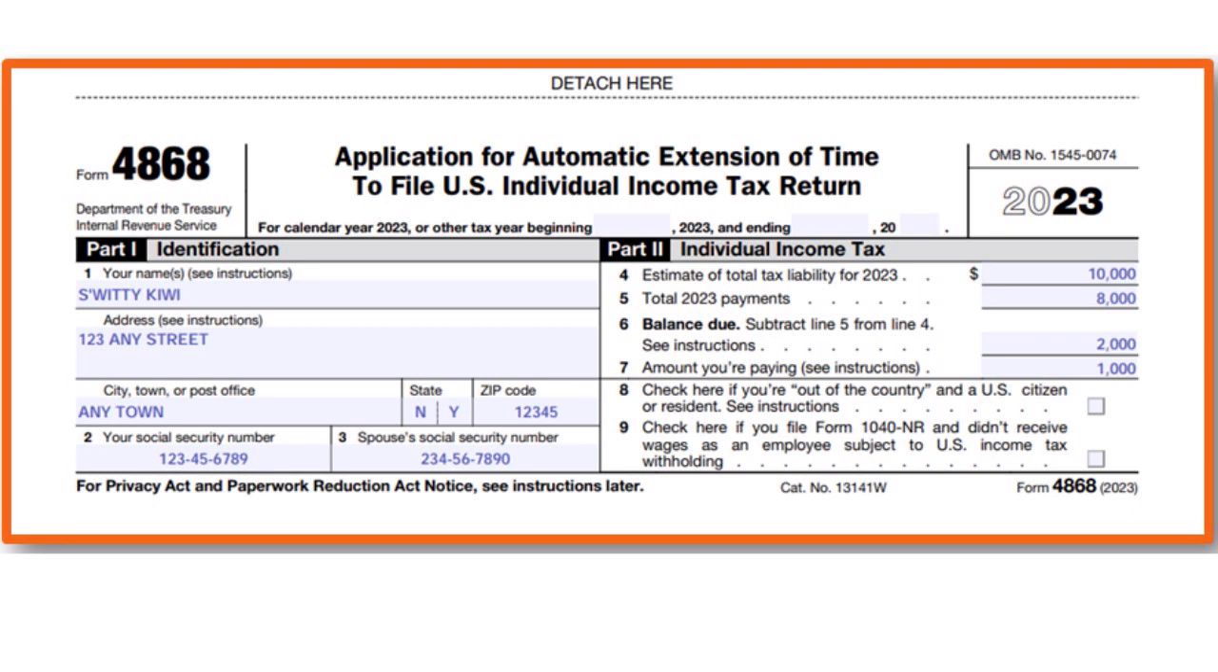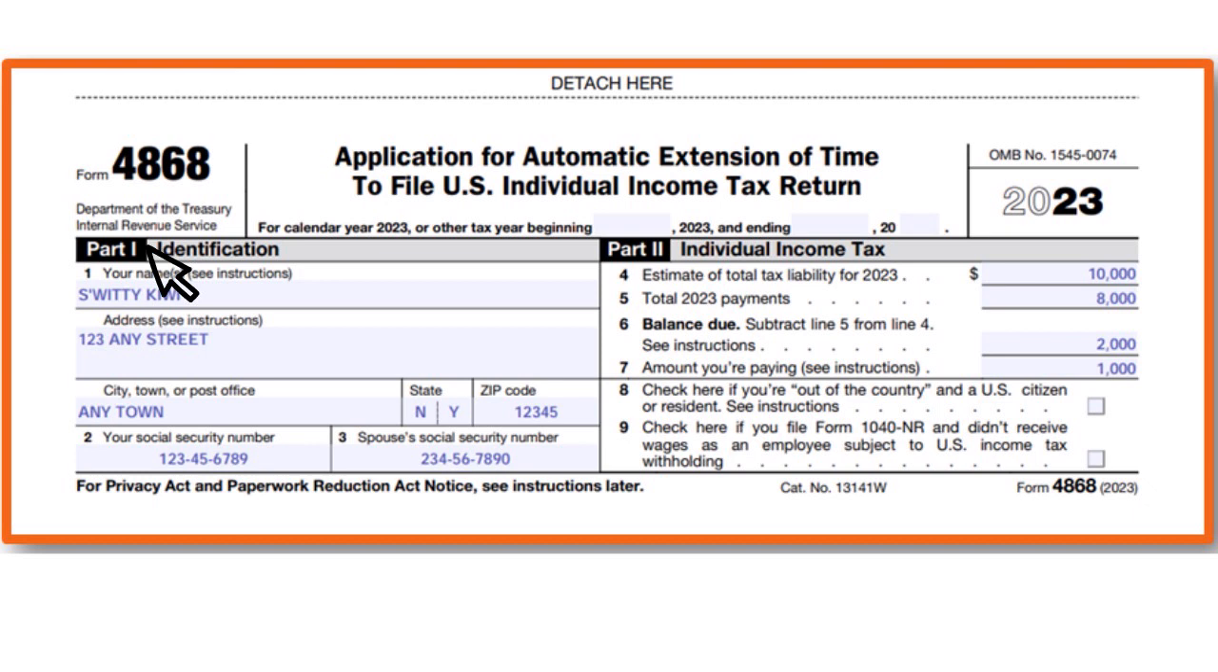Basically, in part one, you have what the IRS calls identification. You have to put your first name, last name, and your address. So we're speaking about your street address, your city, zip, and your state. And you have to put your Social Security number. If this is a joint return, you have to put your spouse's social as well. And so that's part one.